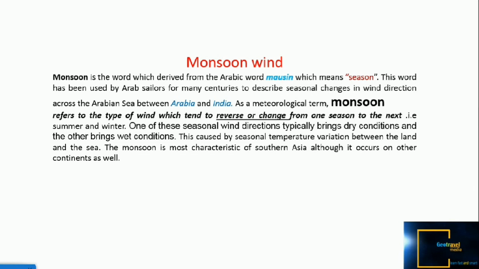One of these seasonal wind directions typically brings dry conditions and the other brings wet conditions. This is caused by the seasonal temperature variation between the land and the sea. The monsoon is most characteristic of southern Asia, although it occurs on other continents as well, including Africa. As we see, monsoon is the variation of movement of air between the summer and the winter.